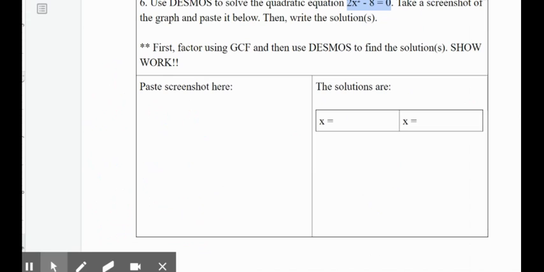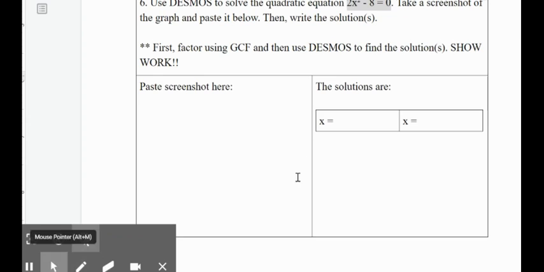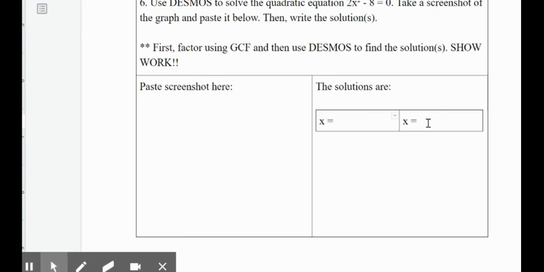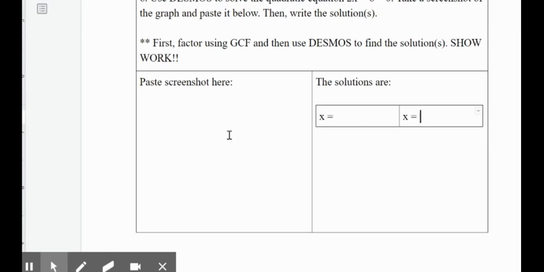Okay, I'm going to go back to the question. You know how to do the screenshot, I hope, at this point. And for your solutions, you put the two x's, which we got 2 and negative 2.